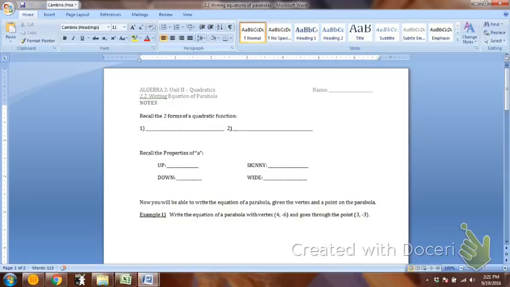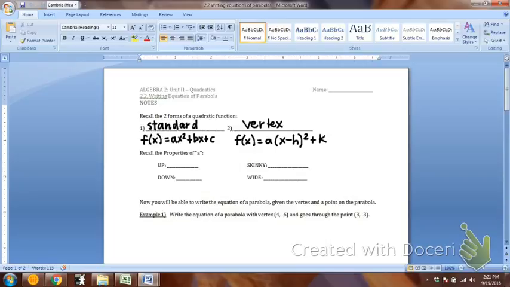So the first thing we need to recall are the two forms of a quadratic function. The first form we talked about was called standard form, and that is f of x equals ax squared plus bx plus c. And then what was the other one that we just learned about today? Vertex form, the easy one. f of x equals a times x minus h squared plus k. We're going to use both of these in our work today.